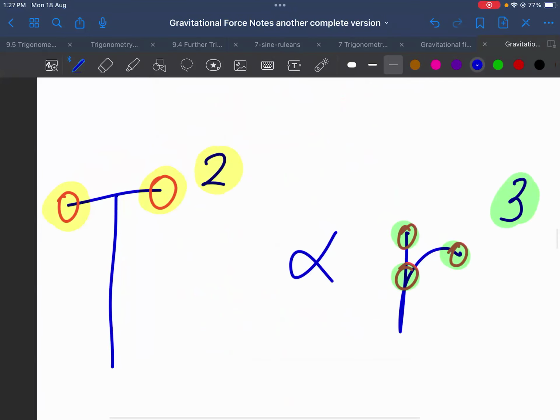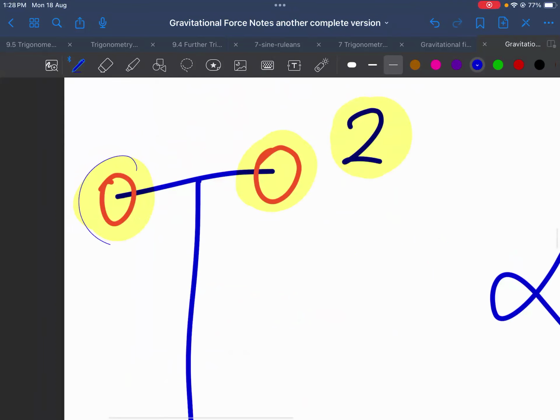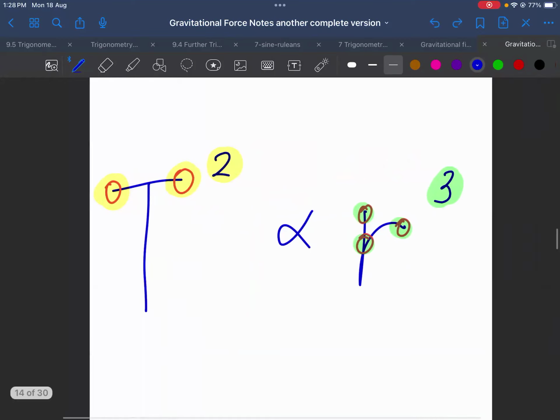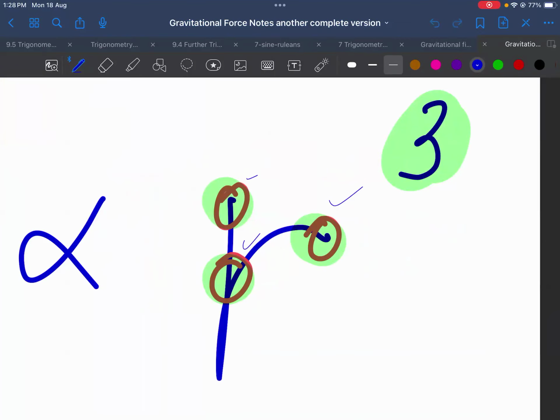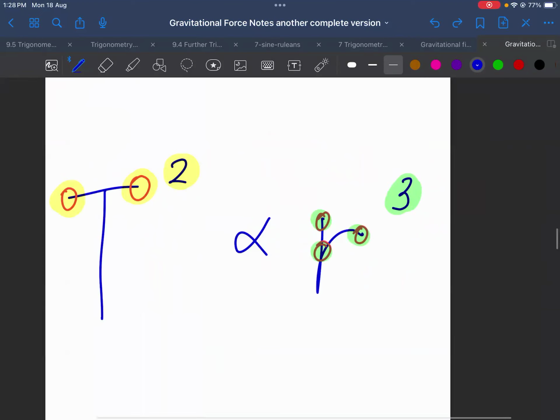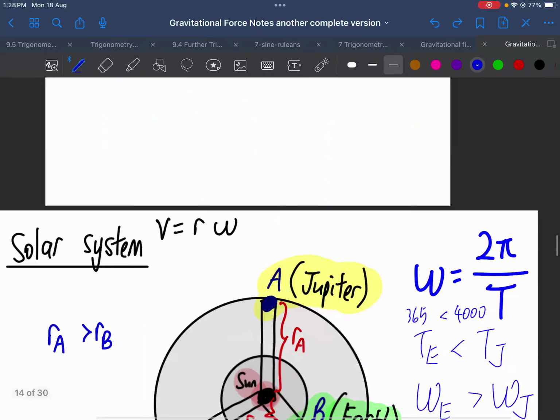Now, in order to ask students to remember this formula, I have to tell them that for period, capital T, there are 2 here. And let's talk about R: 1, 2, 3, so 3. I don't want students to tell me, oh, T cube is directly proportional to R squared. No, no such thing, please.